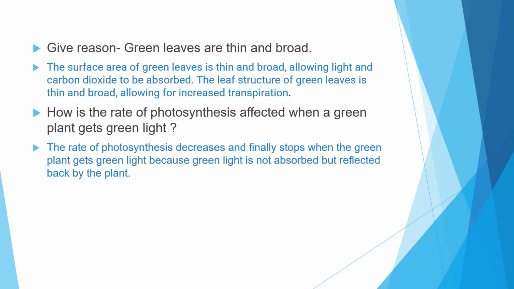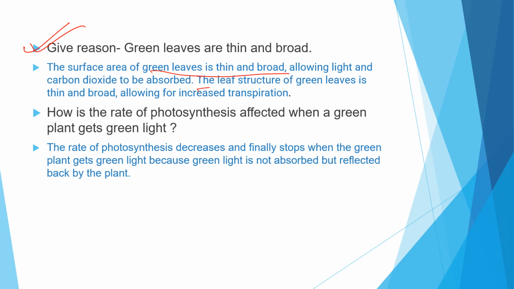Now here comes a question: give reasons that green leaves are thin and broad. So what reasons can I give? The surface area of the green leaves is thin and broad because it allows the light and carbon dioxide to be absorbed. The more the surface area, the broader or thinner the green leaves, the more light and carbon dioxide will be absorbed.